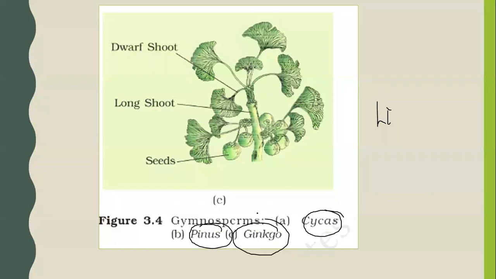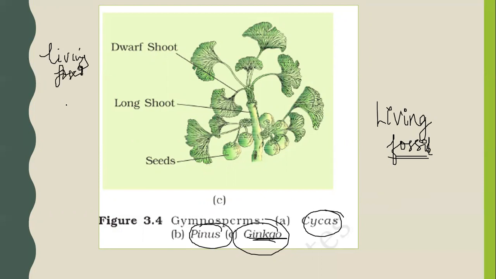If they ask you to write an example of a living fossil from the plant kingdom, Ginkgo biloba is an example. This plant is a living fossil. Can you name a living fossil studied in the chapter Animal Kingdom? Yes, you studied about a structure known as Limulus. So that is a living fossil.